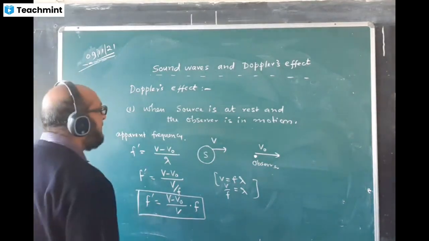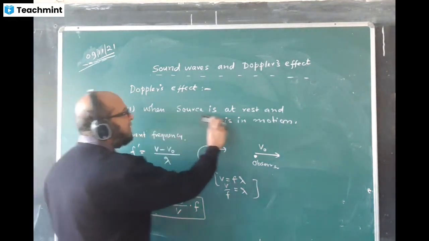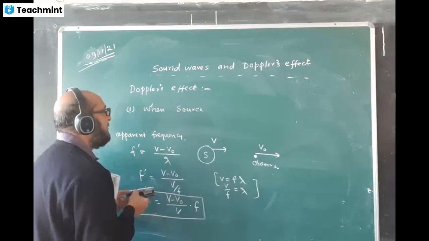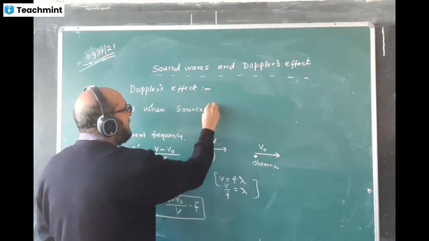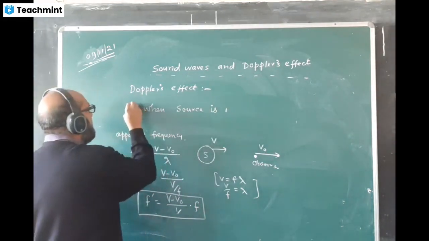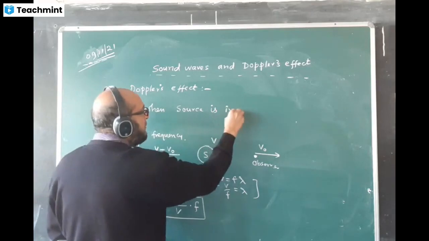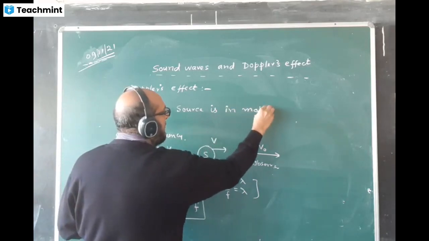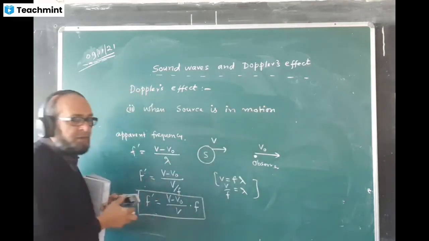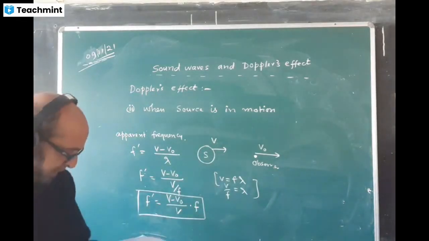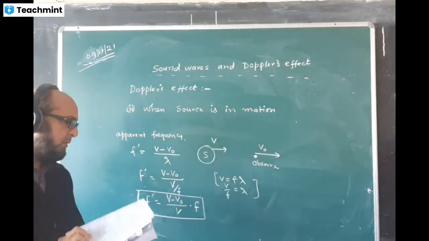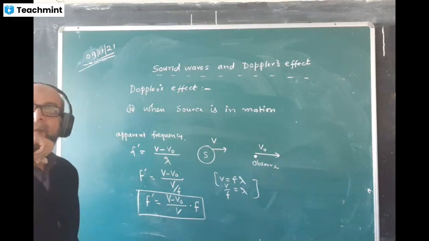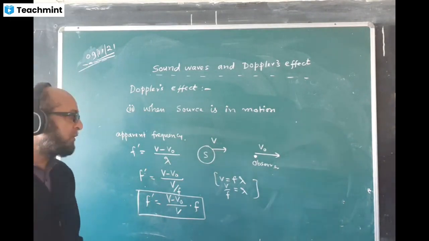Now the second case we will do when the source is in motion. When the source is in motion, we'll take the second case. That means observer is at rest and the source is in motion.